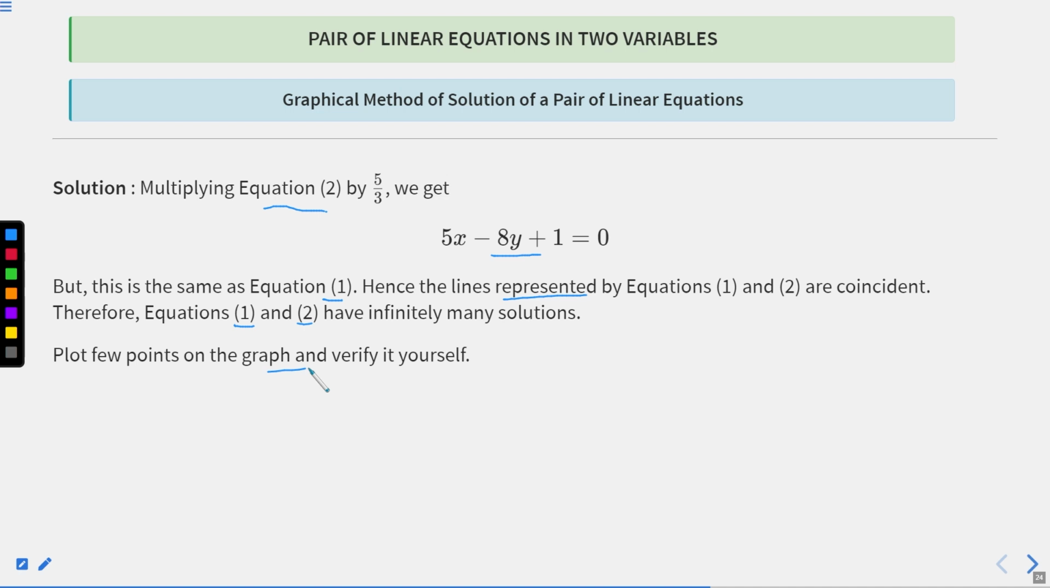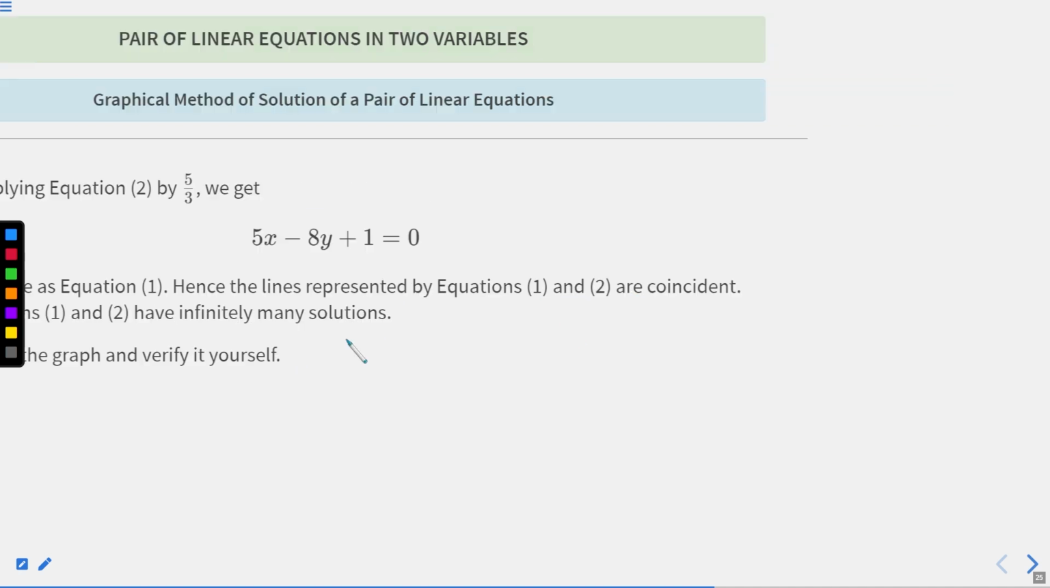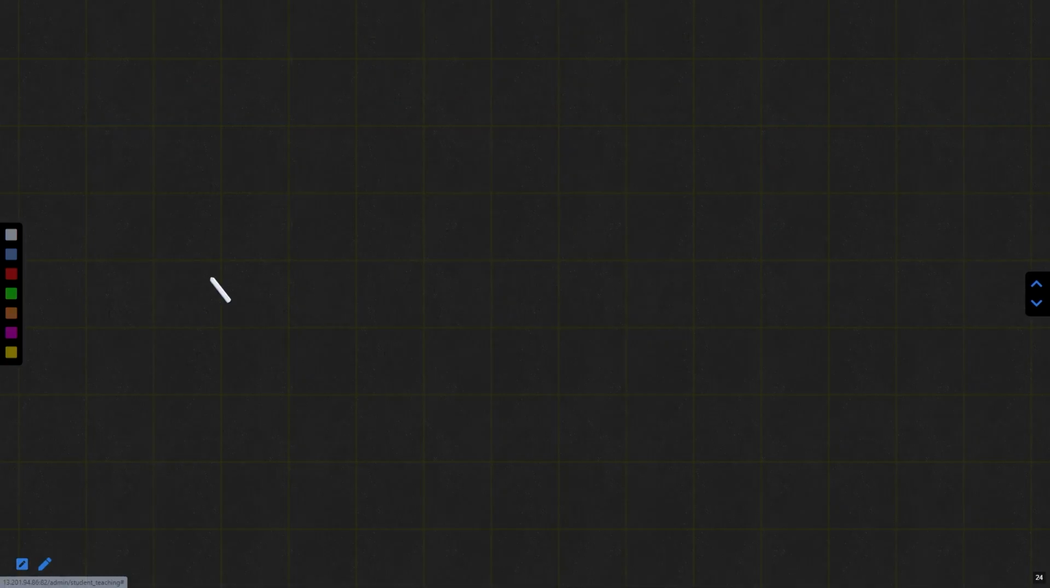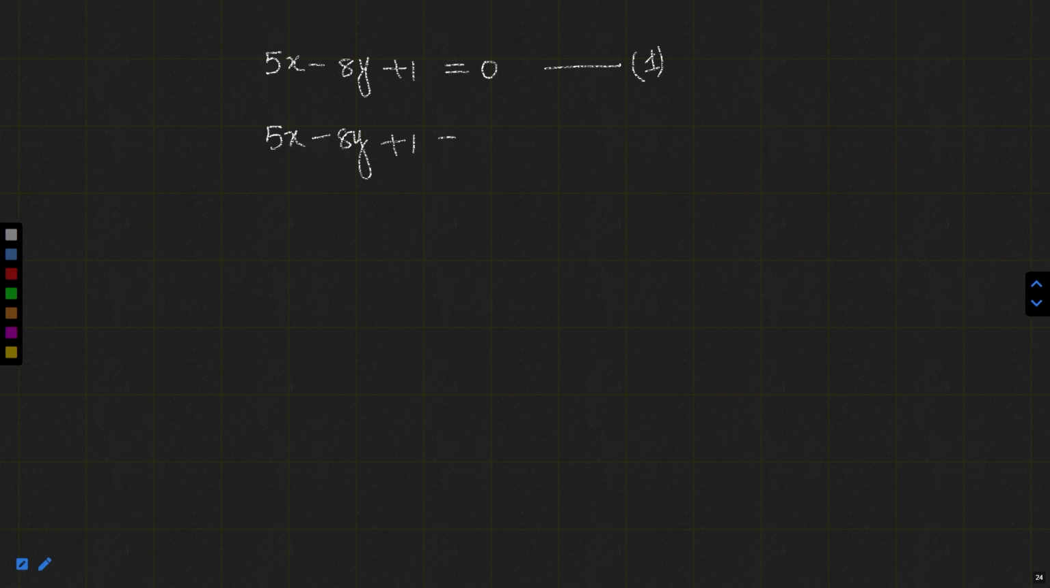So here basically we have to draw the graph of this pair of linear equations, and we have to plot a few points on the graph. You have given this pair of linear equations 5x minus 8y plus 1 is equal to 0, naming this equation 1. And the other equation, after multiplying by 5 by 3, we get it is also 5x minus 8y plus 1 is equal to 0, naming this equation 2.